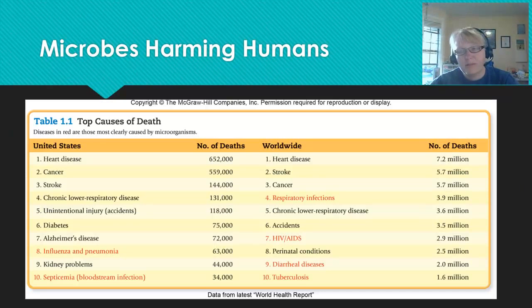So now let's talk about microbes harming humans. This is why you're all here. All of you, future health professionals of America, need to understand the role that microbes play in human health. And as you can see here, within the United States, 2 of the leading causes of death are microbe related, and then worldwide 4 are. So it's really important that as healthcare professionals you understand what the risks are, how we prevent infection, how we treat infections, how we diagnose infections. And we're going to spend an entire unit focusing on this material.